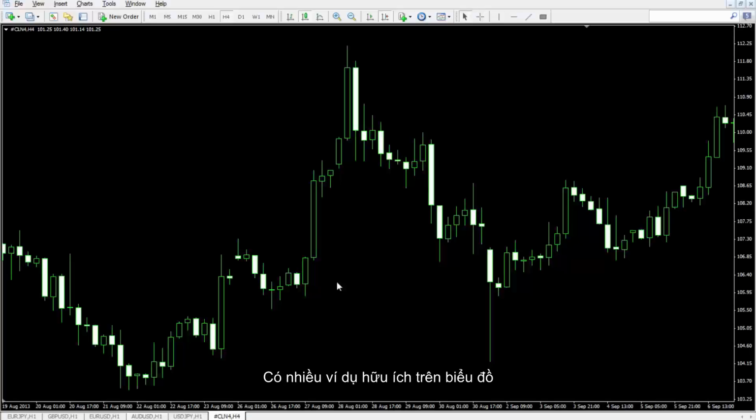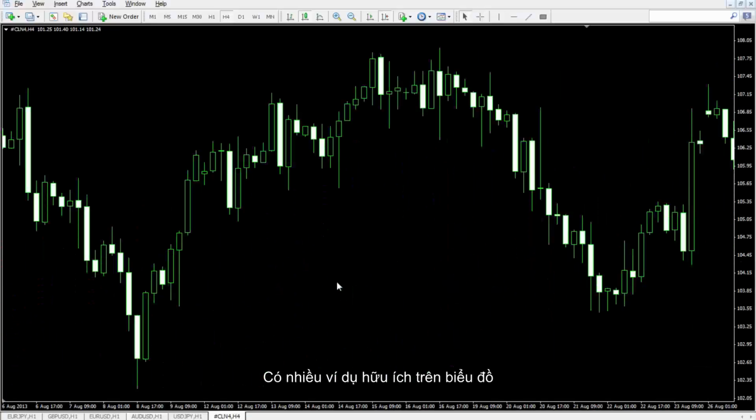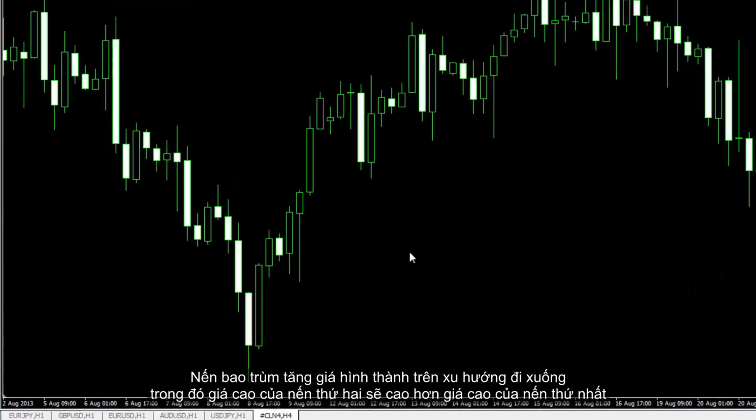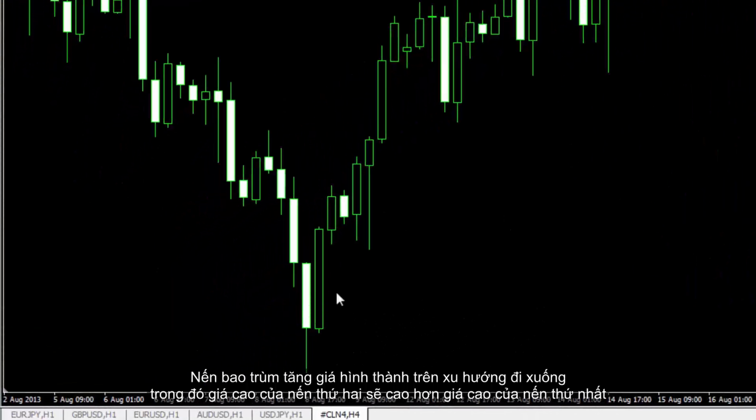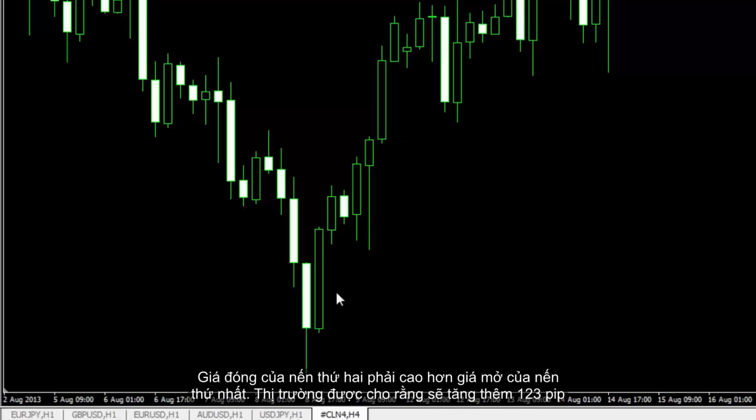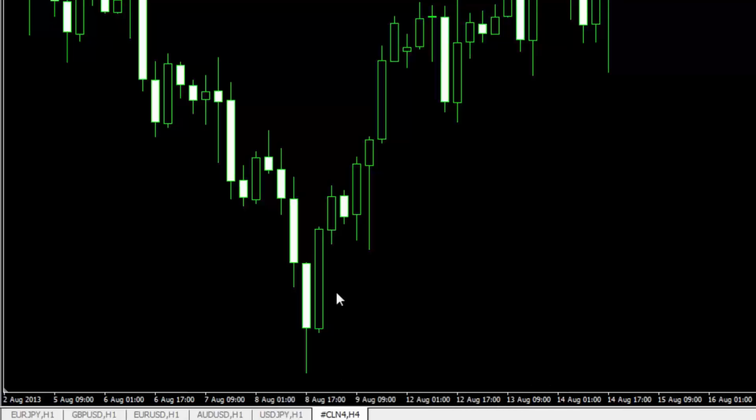There are multiple useful examples on a chart. A bullish engulfing candle has formed in a downward trend, in which the high of the second candle is above the high price of the first candle. The close price of the second candle is over the open price of the first candle. It was thought the market would rise 123 pips higher. The second candle is a long candle too. It was a great point to place a buy order.